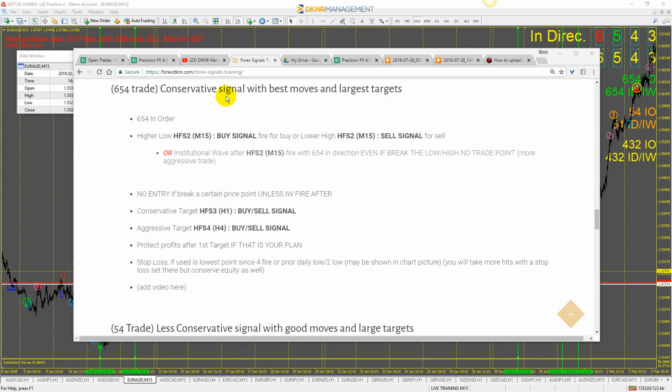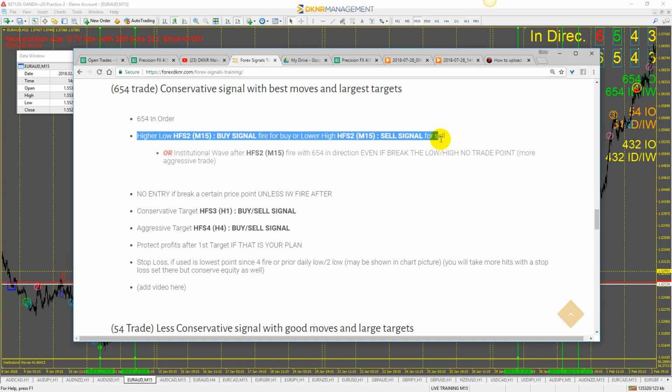Okay, everyone, we're going to talk first about the 654 trade, which is a conservative signal with some of the best moves and largest targets. In order to enter a 654 trade, we need 654 in order. We need a higher low of the HFS2 M15 buy signal fire for a buy, or a lower high of the sell signal for a sell.